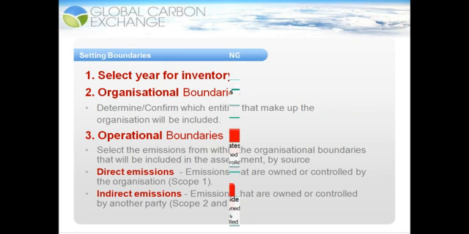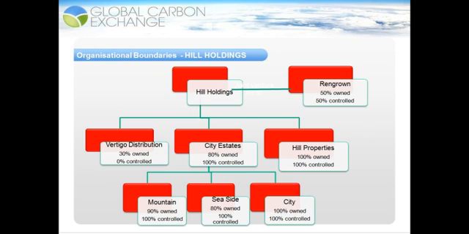So the organizational boundaries: here's an example of a company organigram, and you can see a holding company with multiple subsidiaries and even subsidiaries underneath those subsidiaries. And the important information that we require about each of these companies is what percentage is owned by the holding company and what percentage is controlled by the company. This will determine which accounting approach will be applied to the initial carbon footprint and ongoing.